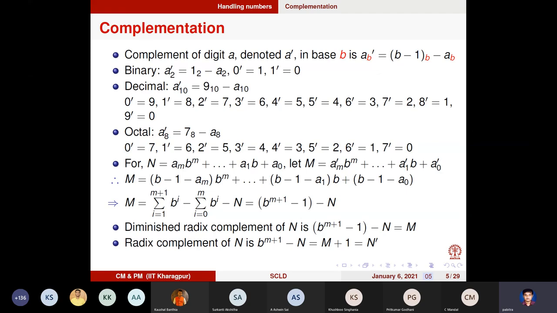Let us first consider a simple scheme. Suppose you have a number n and its representation in base B is, let's say, this one.